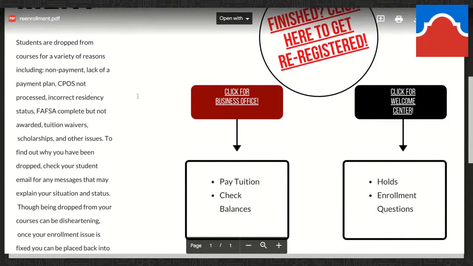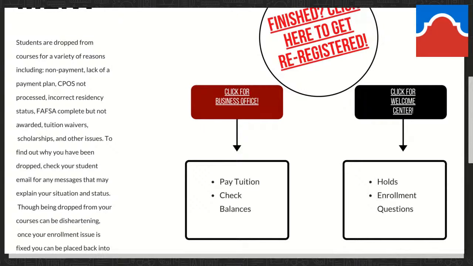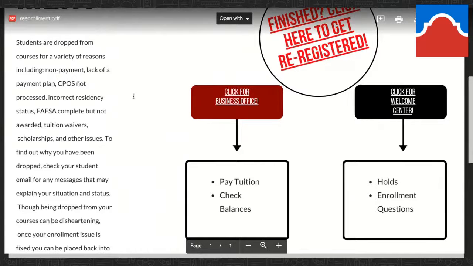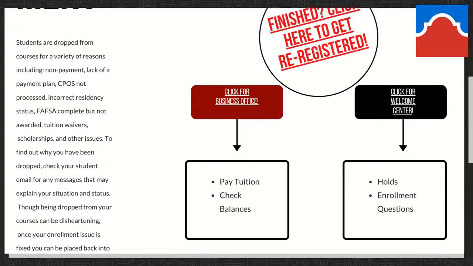If that just sounds like a mouthful to you, the first thing you really want to do is go ahead and check your student email in your ACES account. Typically, when you are dropped from classes, you will get an email that says why. Whether it be one of these reasons or something else, it should be highlighted in that email.